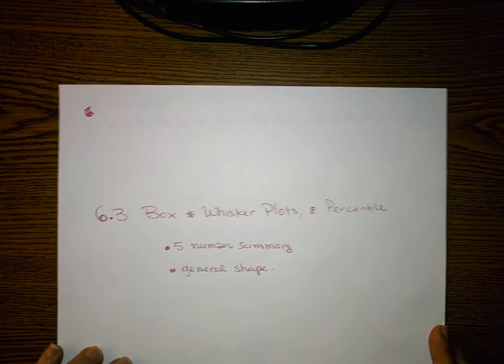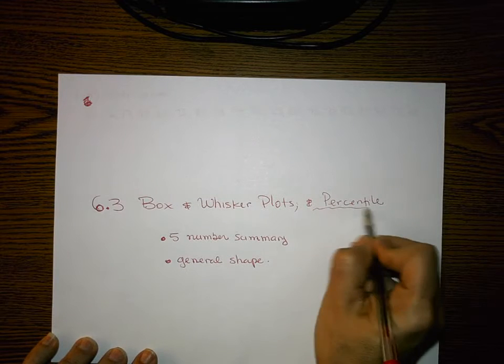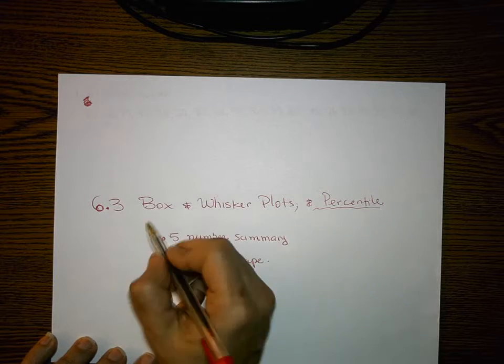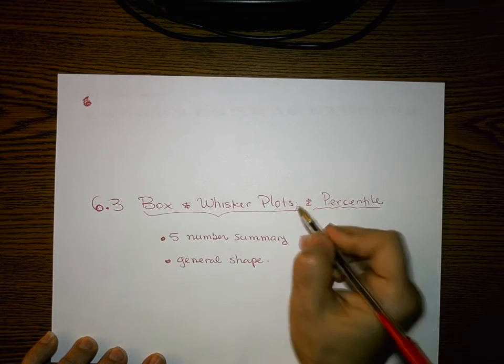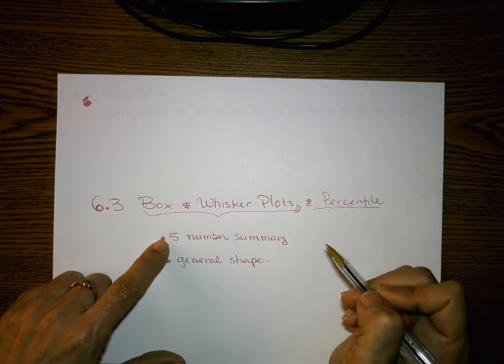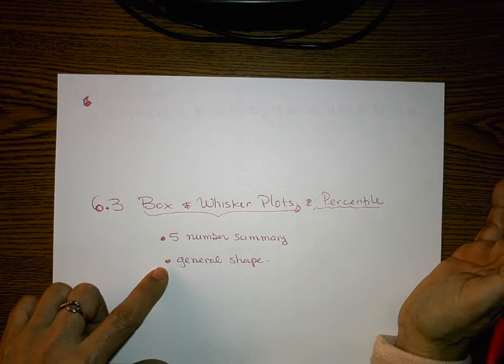Alright, so here is 6.3, box and whisker plot. We're also going to talk about percentile, a little extra concept we're adding in there. About box and whisker plot first, we need to know the 5-number summary. There are 5 important numbers and the general shape of a box and whisker plot.